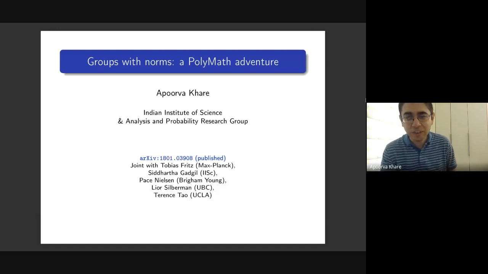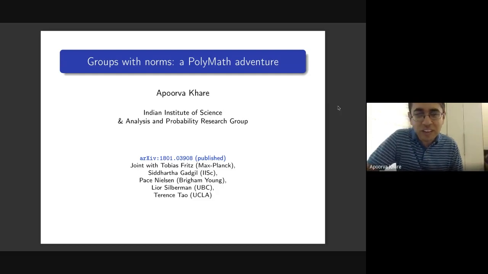So this is an example of very modern mathematics which answers a very basic question that undergraduates can understand. There's a group with a norm, and is it non-abelian or is it abelian? And yet this was not known until recently, and it was solved in a very modern way, by people who, as you can see, I mentioned five names here and myself. Most pairs of these people have never met each other.